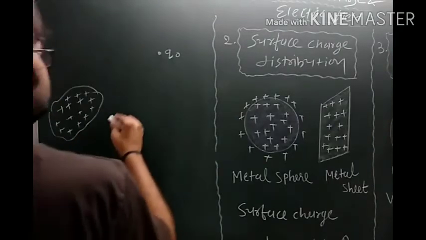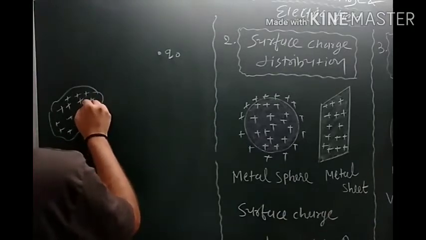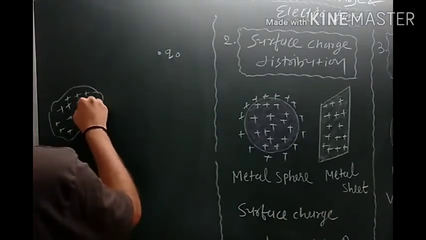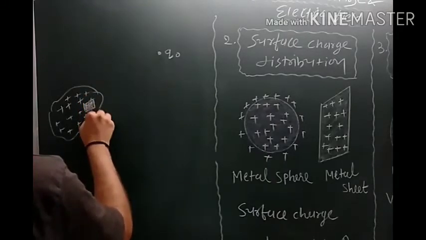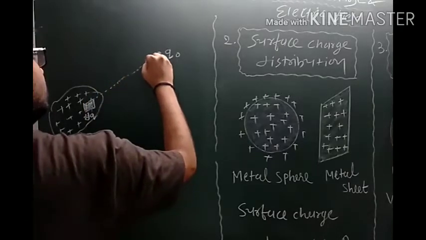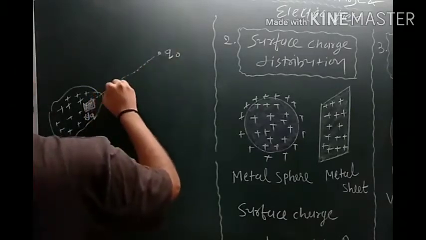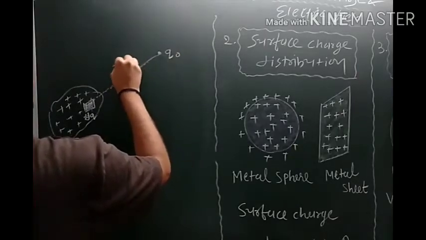Suppose we take a small charge or small volume of this region, and the line joining the test charge and this small charge region, suppose its length is r.